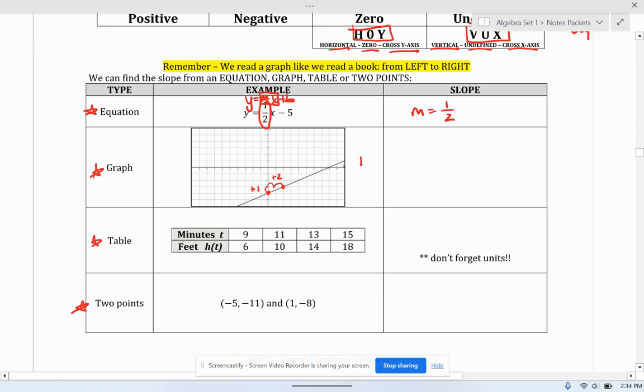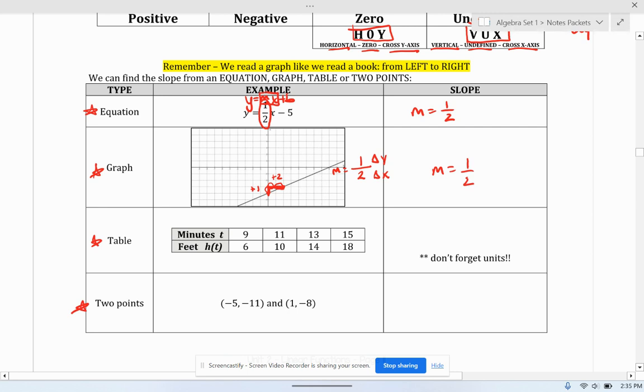So my rise is 1 over my run, which is 2. Or you can think about it as my change in y over my change in x, or my vertical change over horizontal change. This is how we find the slope in a graph. And as you can see, it makes a nice little triangle. So the slope is 1/2.